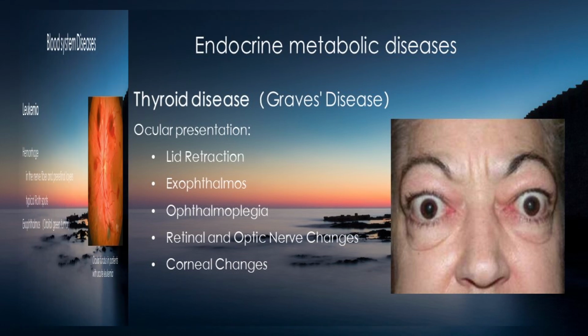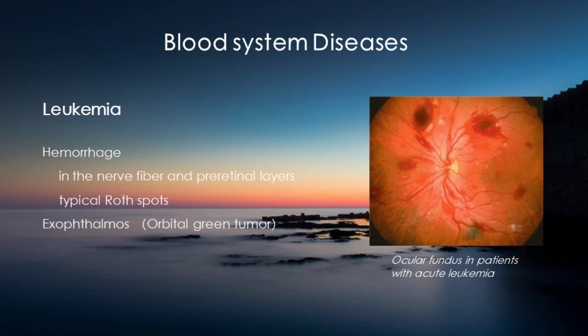The ocular changes of leukemia occur primarily in those structures with a good blood supply. Changes are most common in the acute leukemias, where hemorrhages are seen in the nerve fiber and preretinal layers. There are typical Roth spots. It is often accompanied by exophthalmos, which is called orbital chloroma.